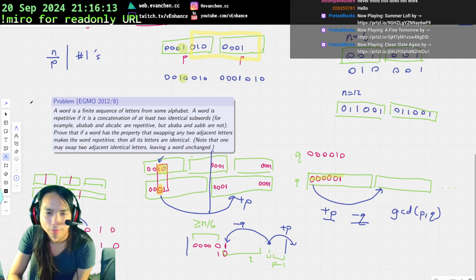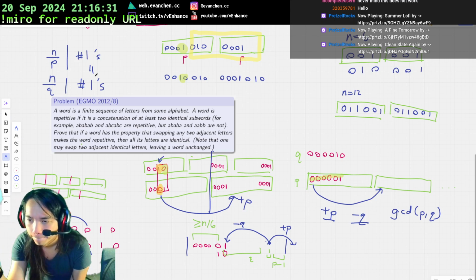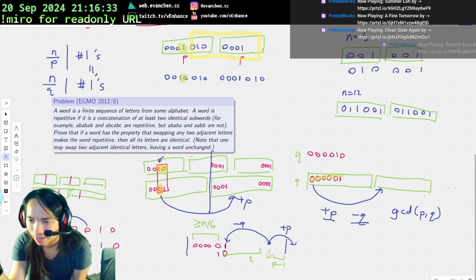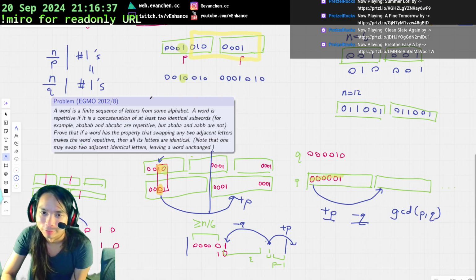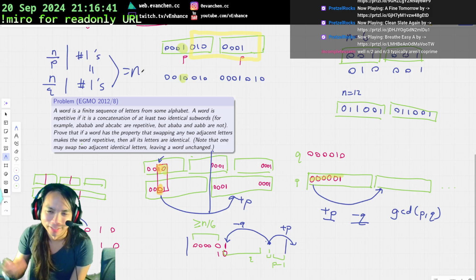can that happen? Because N over P and N over Q both have to divide the number of 1s. I want to say that's not good. If P and Q are co-prime, this is really bad, because then the number of 1s has to actually equal N. Yeah, for example, N over 2 and N over 3.